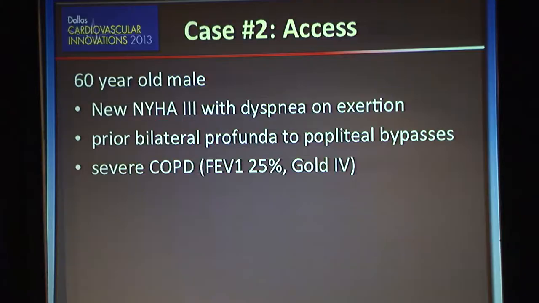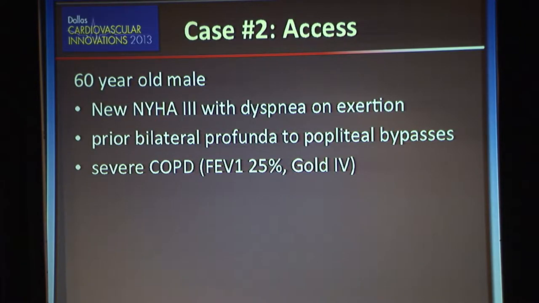Now, there are three registries looking at almost 12,000 patients, and in those registries, about 75% of the cases were transfemoral access. So it's the most common. It's fairly easy. We're lucky to have a vascular surgery service that works very closely with our heart team, really a part of our heart team, that helps us with this evaluation, with this access.